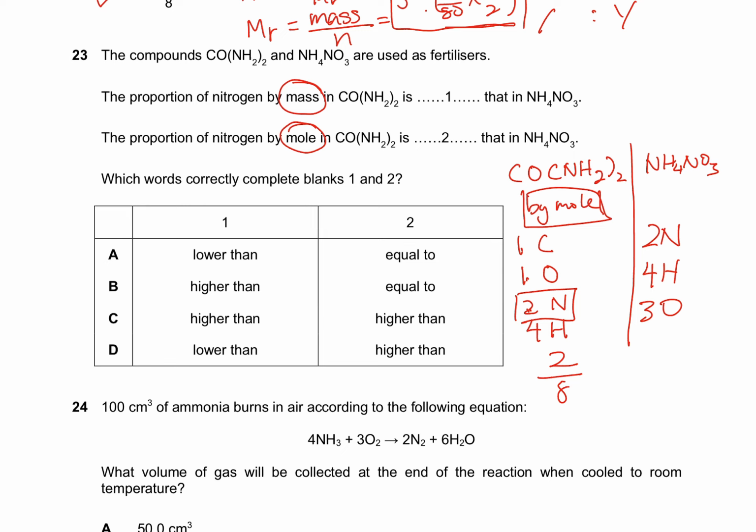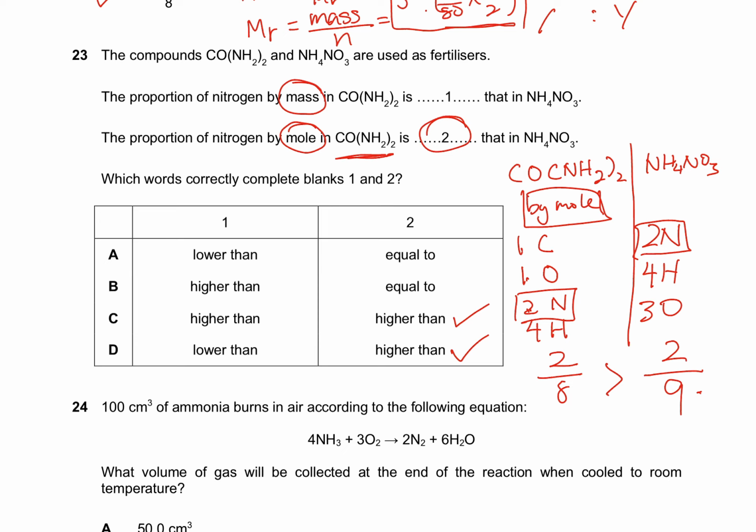For the next substance, ammonium nitrate, right? I have a total of 9 atoms, and out of these 9 atoms, 2 of them are nitrogen. So 2 over 9. So we should know that 2 over 8 is of a higher proportion as compared to 2 over 9. 2 over 8 is more than 2 over 9. So the proportion of nitrogen by mole is higher in this substance here as compared to ammonium nitrate. Okay, so this is by mole.